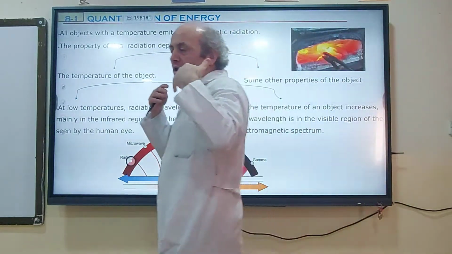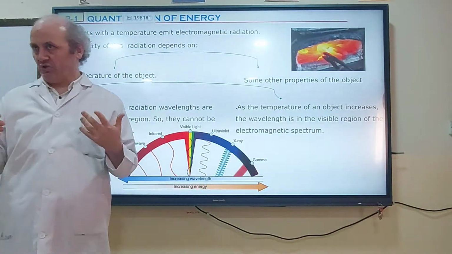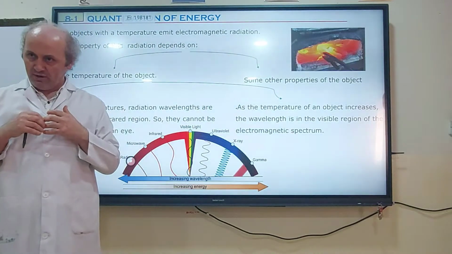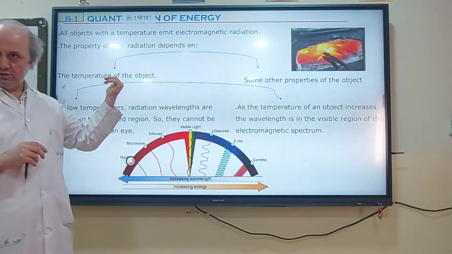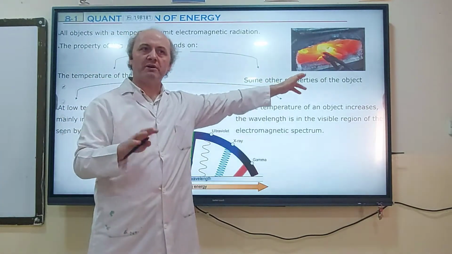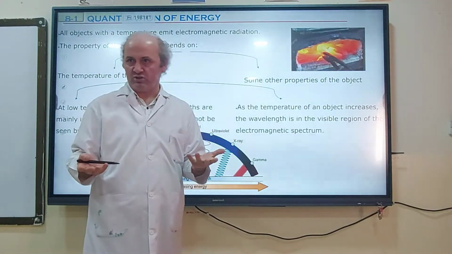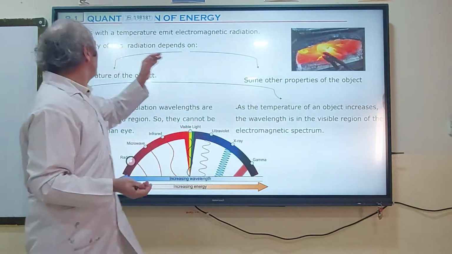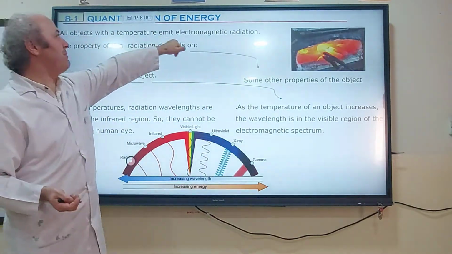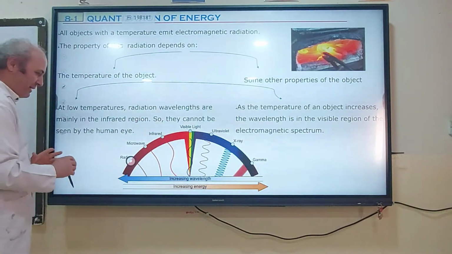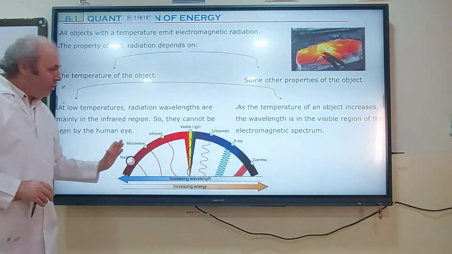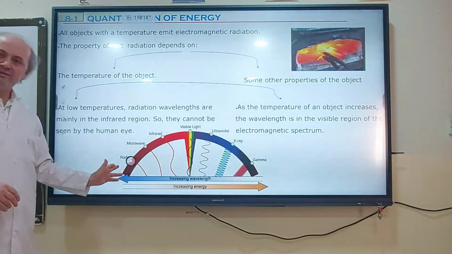Because radiation coming from an object depends on two things. One of them is its temperature. Second one is its chemical structure. What kind of chemical structure this substance has. So all hot objects with a temperature emit electromagnetic radiation. When we talk about electromagnetic radiation, all these parts are included.